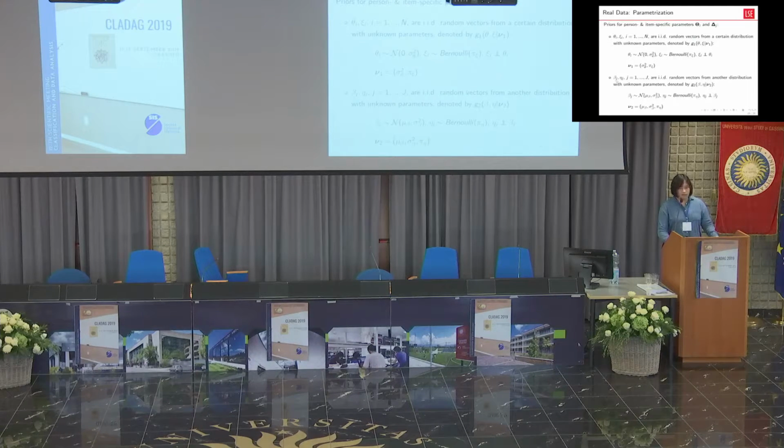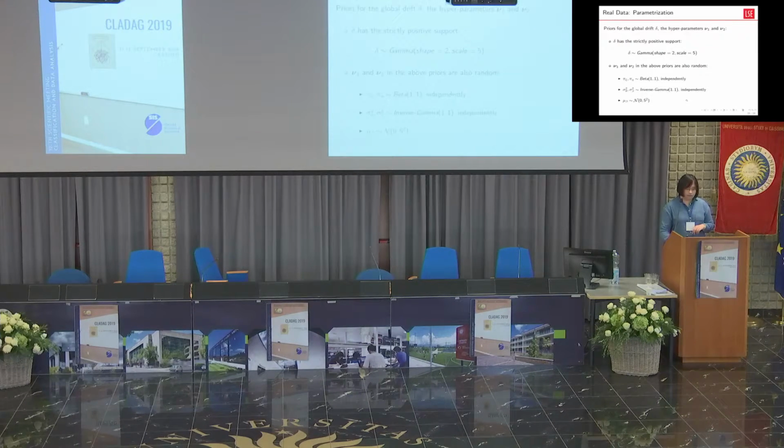The next set are the item-specific parameters. Beta j, the difficulty level, is normal, and eta j is Bernoulli, the same as before, and we assume independence between the latent classifier and the item-specific difficulty level. And here we have three parameters in the prior distributions. So we further assume the hyperprior for the priors in the first level.